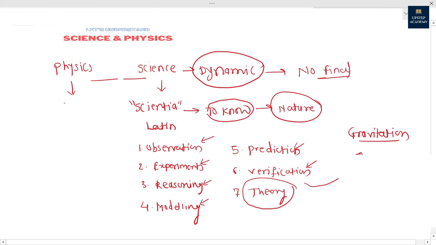Okay, what exactly is physics? Physics is the word which has been derived from the word physik from the Greek language. So what exactly does the word physik mean? Physik means nature. So basically, if we have to put physics into a definition, we can define physics as the branch of science which studies the laws of nature. So that is what physics is.